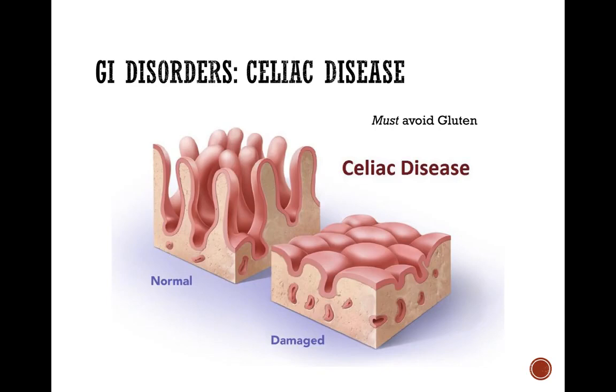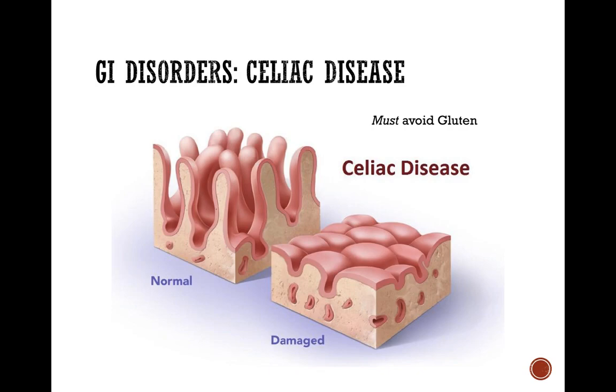Micronutrient deficiencies. So oftentimes, celiac disease is actually captured by having things like low iron. So someone may feel very fatigued, and that's because they're not able to absorb all their nutrients from their food because the microvilli have been damaged. Now, in order to go back to normal functioning microvilli, they must remove gluten. Now, gluten is a protein that's found in wheat, rye, and barley.